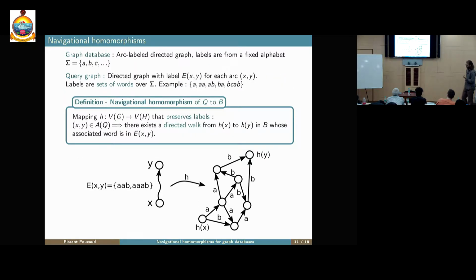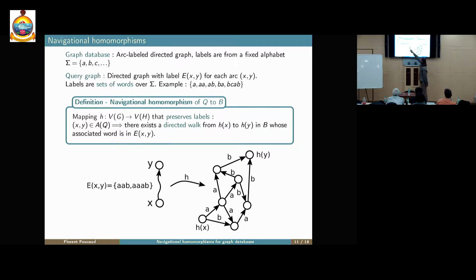So that's the example. So what is a navigational homomorphism? Again, it's very similar to homomorphism, except that on the query graph, instead of having labels, you will have sets of words. So what is a word? To be more abstract, we suppose that we have an alphabet, sigma: A, B, C, D, and so on. These will be my labels on the graph database. And now, on the query graph, the one on the left, you'll have sets of words of labels. So for example, this set of 2: AAB, AAAB. What do they denote? They denote the possible labels of the path that you can map to.